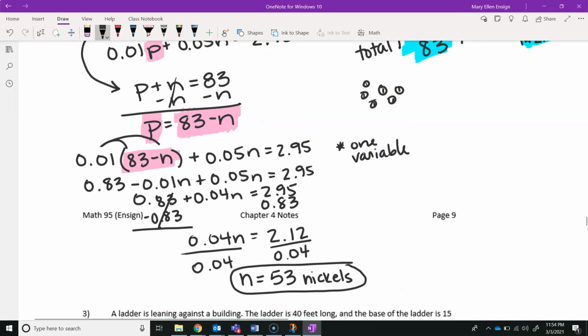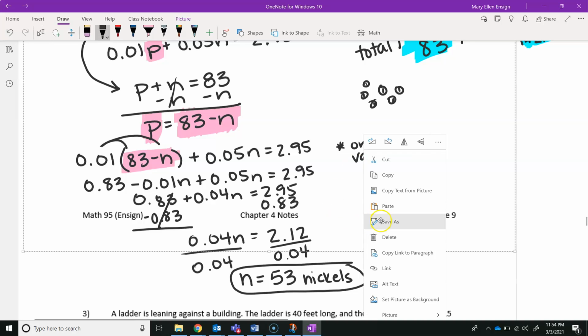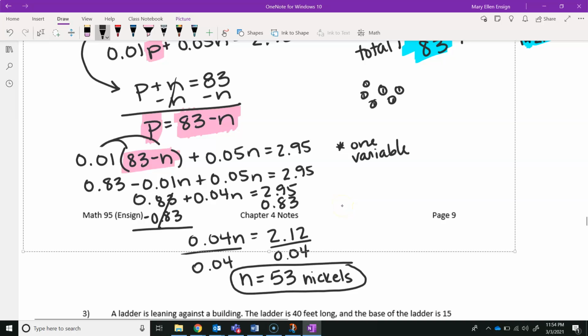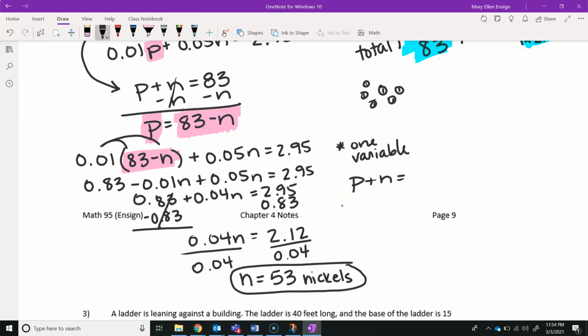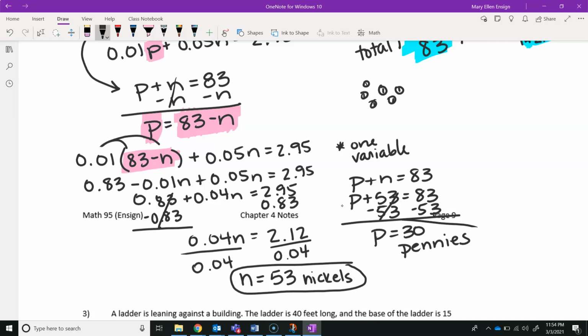Now I want to know how many pennies there are. Well, I can use my equation, which was P plus N equals 83. Again, you might be able to do this on your own, in your head, and that's fine. We want to just see the process for when the numbers are harder. So subtract 53, P equals 30. So that's 30 pennies.